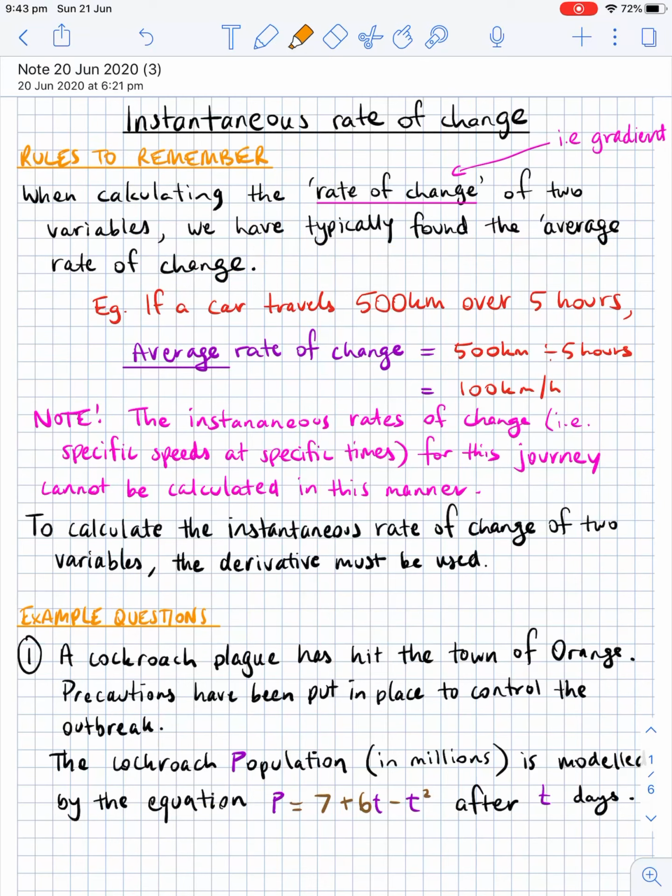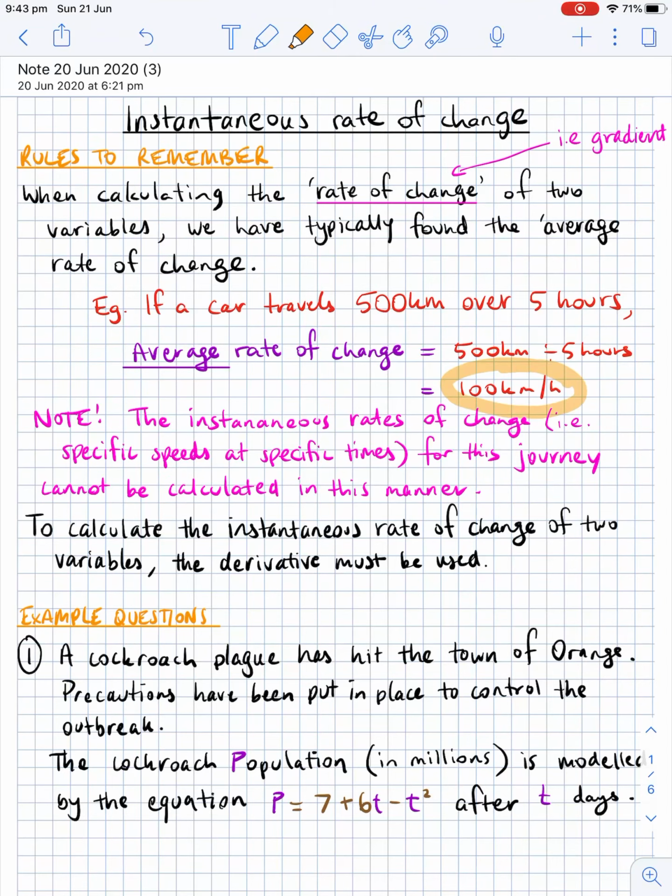So this is like going back to year 8 mathematics when you're finding simplified rates. That was always to do with some sort of average rate of change. So say if a car travels 500 kilometers over 5 hours, the average rate of change between these two variables, distance and time, is going to be your 500 divided by 5, which gets you 100 kilometers per hour. There is your rate of change, 100 kilometers per hour. That would be like your gradient if you graphed distance over time on a number plane.